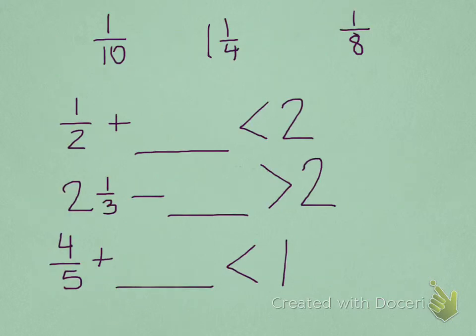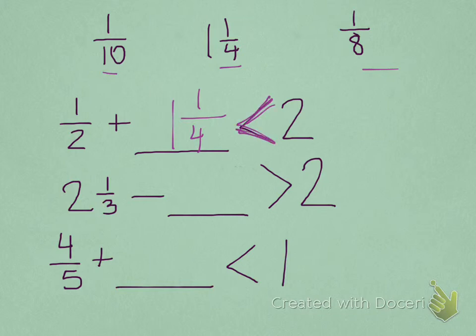Number 4 says use the fractions listed to fill in the blanks to make the number sentences true. There is more than one answer for this. 1/2 plus blank is less than 2. Any one of those would actually work. However, some of them won't work for the other ones. So I'm going to go 1 and 1/4 here, because if I have 1 and 1/4 plus 1/2, it would be 1 and 3/4, which is still less than 2.